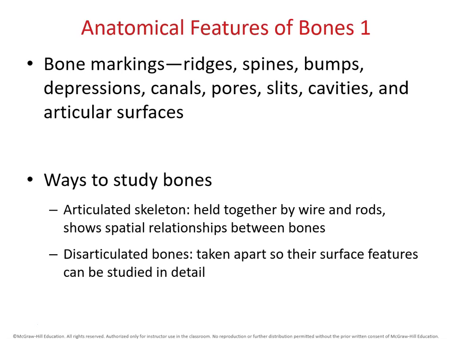So when we study bones, we can use an articulated skeleton when all the bones are held in approximately their biological position. And that's done with wires and rods and screws rather than tendons and ligaments. Or we can look at disarticulated bones, which are the bones separate and independent from one another, so we can study the surface features very closely.